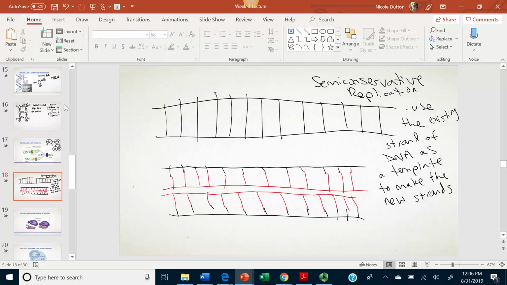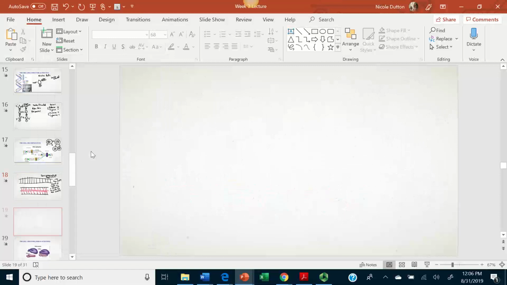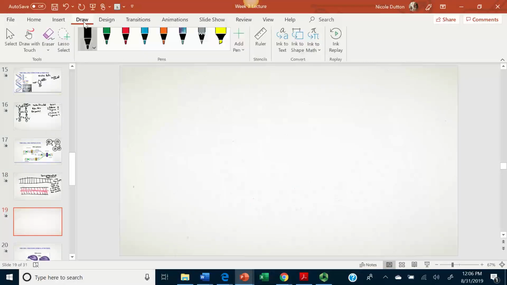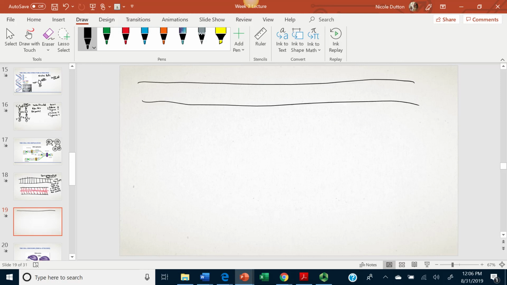So again, how do we do this? The first thing that has to happen in our strand of DNA is we're going to have to open up the strand. So if we have our DNA that looks like this, we have to have an enzyme that comes in here and separates those strands, because we're going to want to push them apart so that we can build new DNA on each of the insides of the strands.